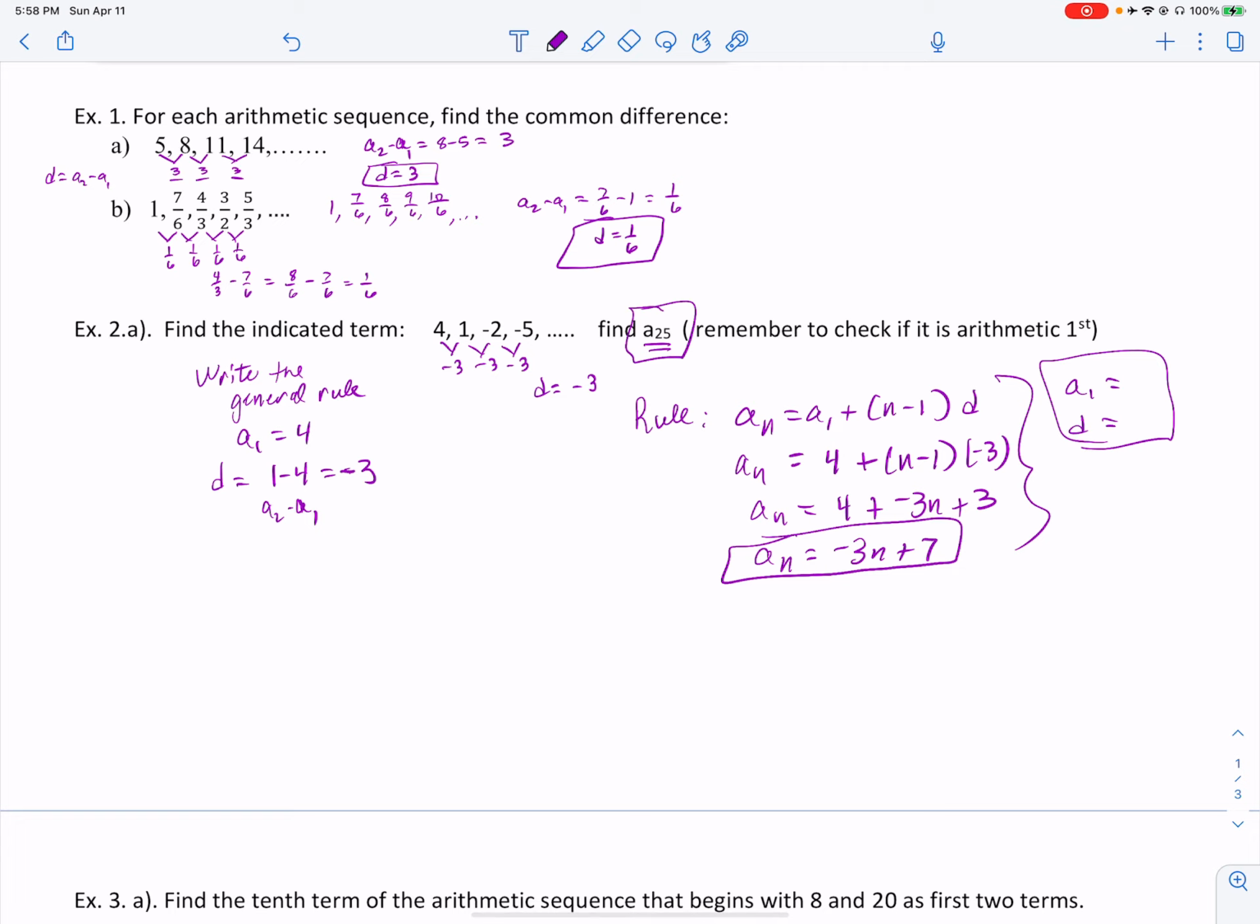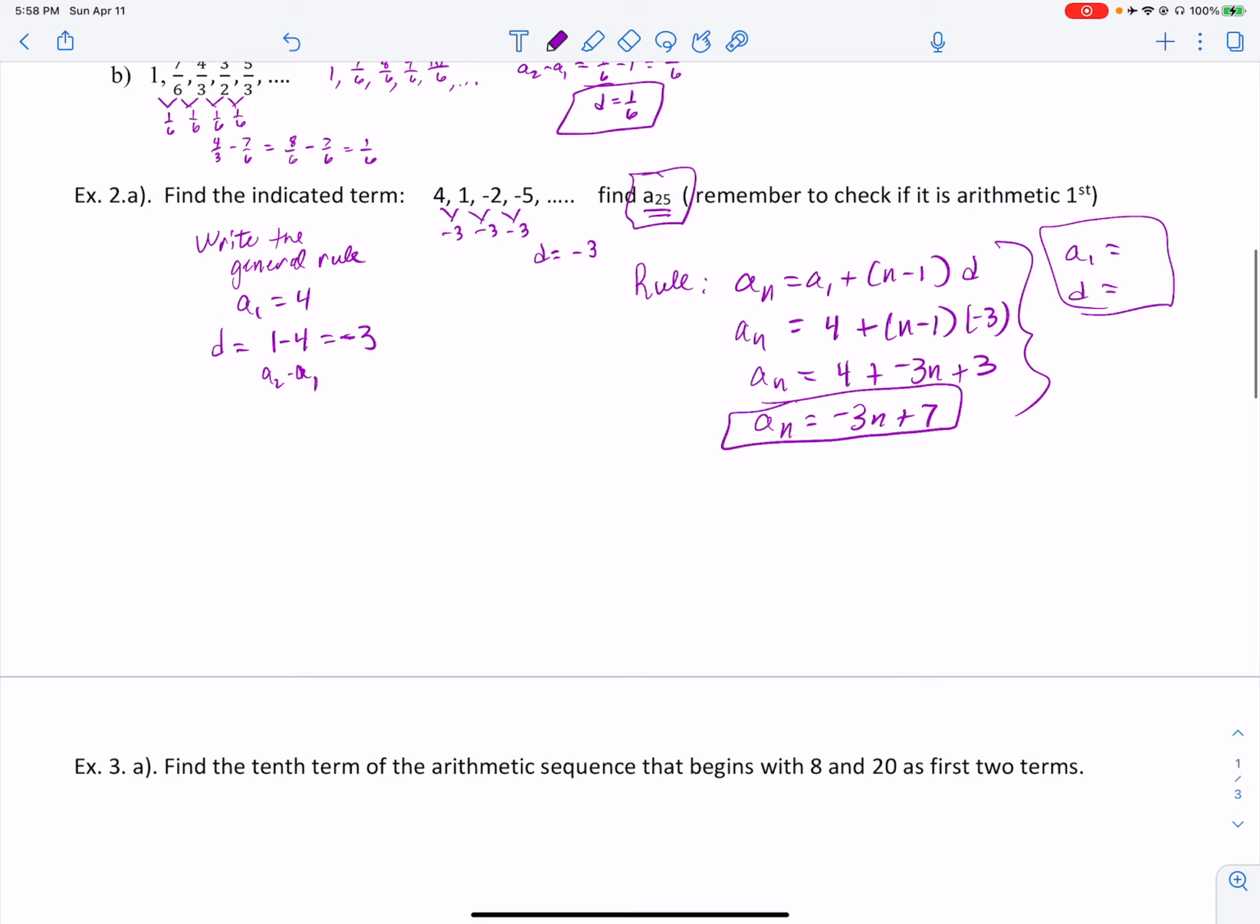You need to find a sub 25. But now all you need to do is plug in 25 for n. And you get a sub 25 is negative 68.